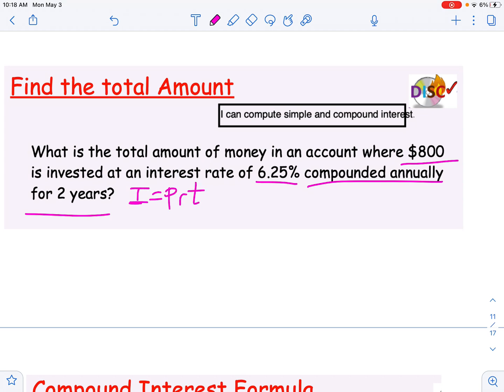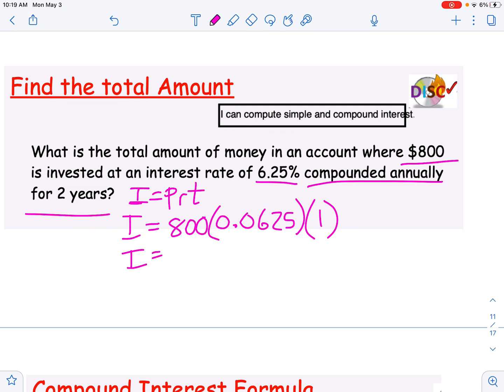I equals PRT. So to find the interest, I'm going to do the principal, which was $800, times the rate, which was 0.0625, times the time, and we're going to do this year by year. So we're only going to do it after 1 year. So we have 800 times 0.0625 times 1, and I get $52 in interest.